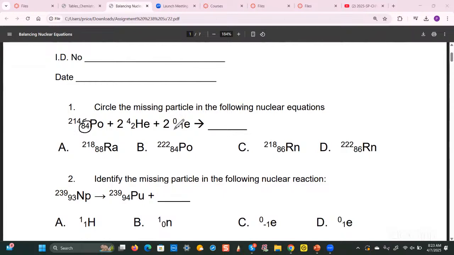Oh, okay, now I see. You know what I'm saying? 84, yeah, that plus makes sense. 2 times 2 is 4, so that's 88. Minus 2. 2 times minus 1 is minus 2. So that gives you 86. Okay, got it. All right, thank you.